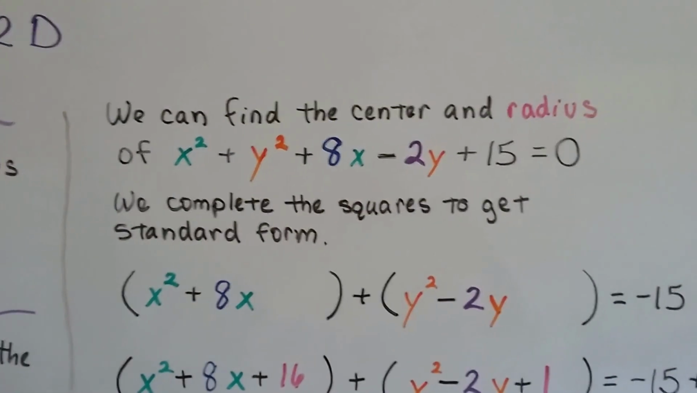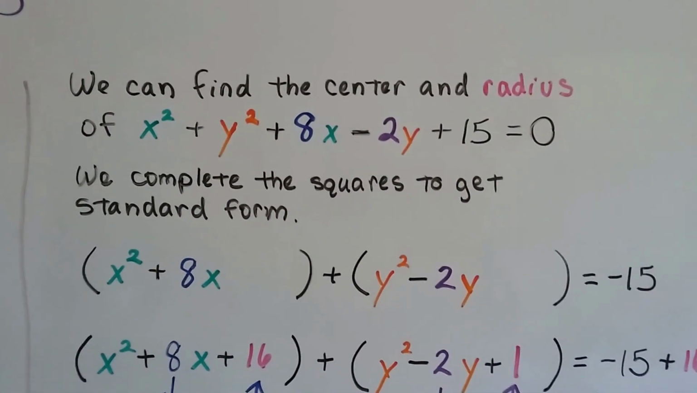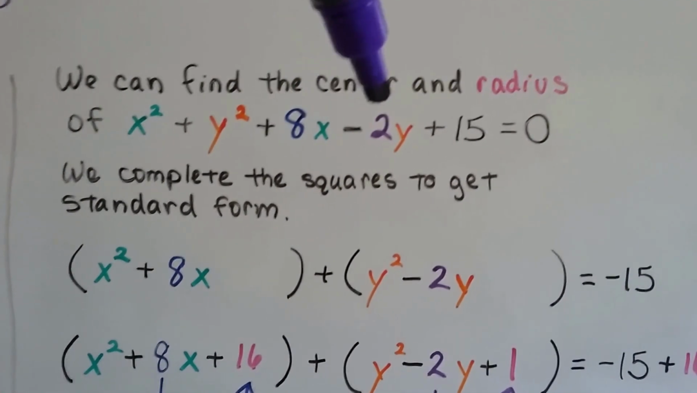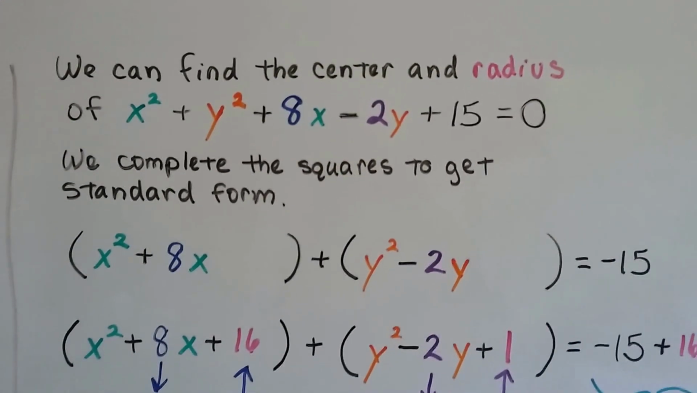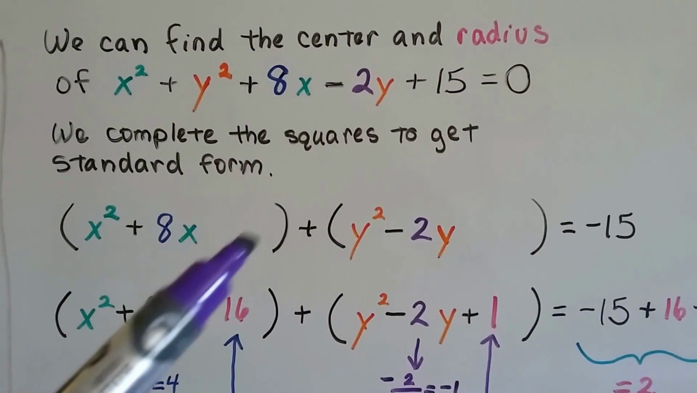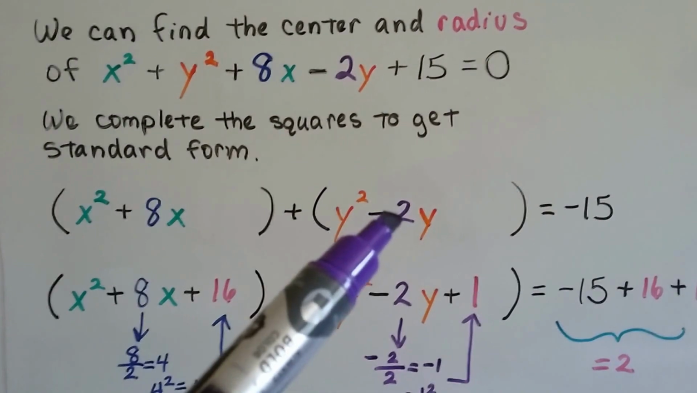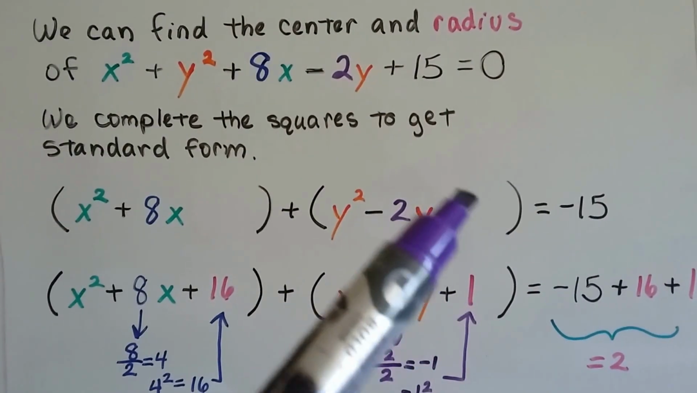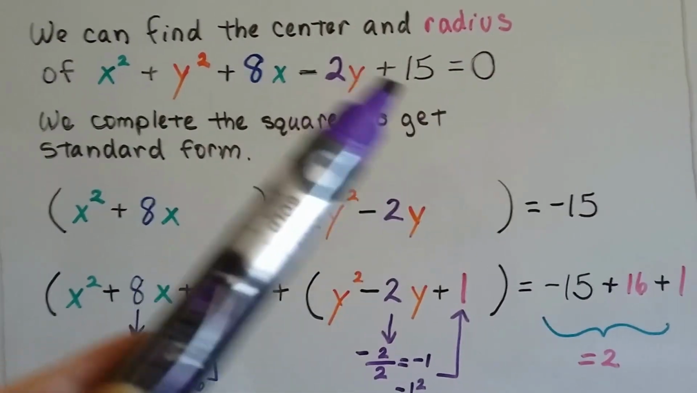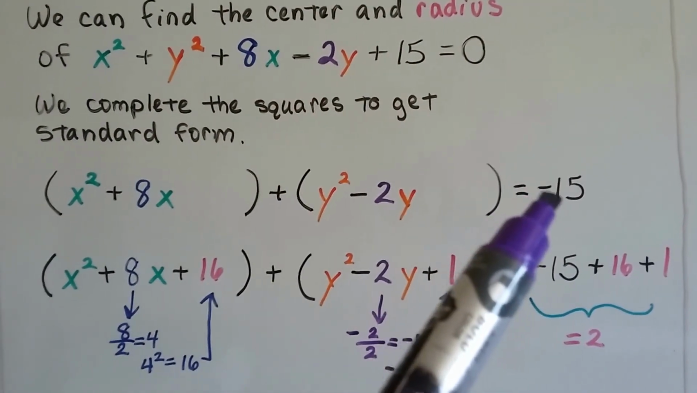So we can find the center and radius of this equation. We can complete the squares to get the standard form. We've got x squared plus y squared plus 8x minus 2y plus 15, and it's set to equal 0. To complete the square, we put the x squared plus the 8x together, and that's where the square needs to be completed. We put this y squared minus 2y here, and that's where the square needs to be completed. And we subtract 15 from each side of the equation, or you could say we add a negative 15 to each side, so that we get it to equal a negative 15.